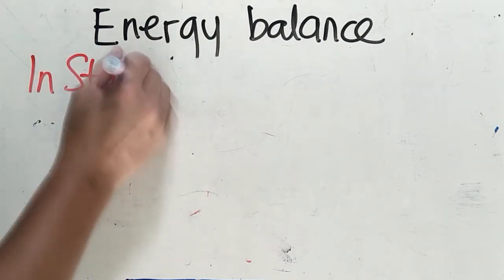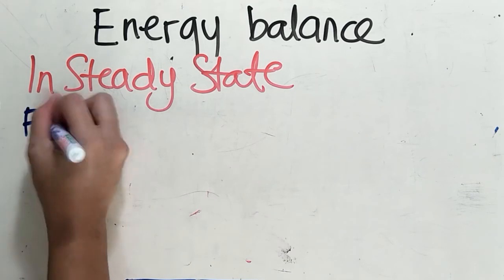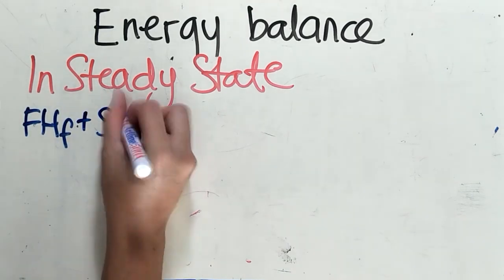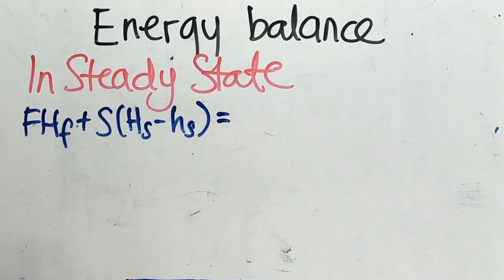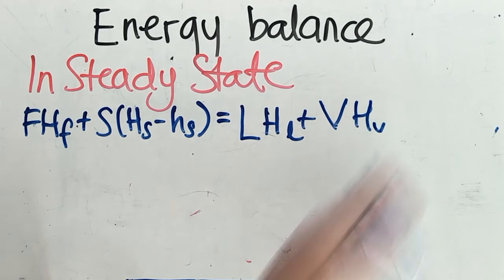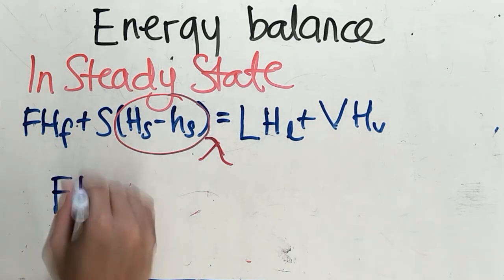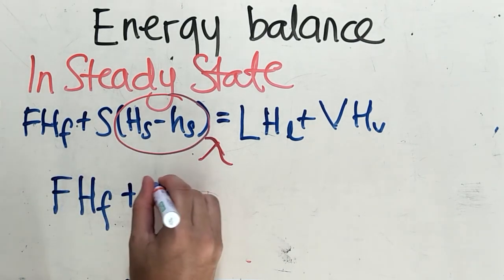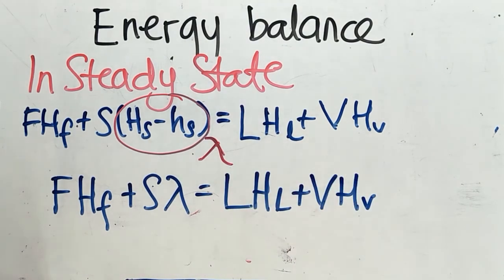At steady state, the change in system energy over time is equal to 0. So FHF plus S times (capital HS minus small hs) equals VHV plus LHL. As capital HS minus small hs is equal to latent heat lambda, we get FHF plus S lambda equals VHV plus LHL, and that is our energy balance.